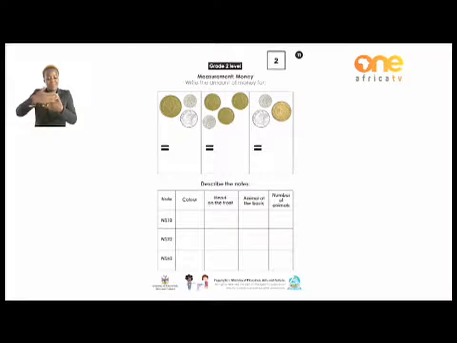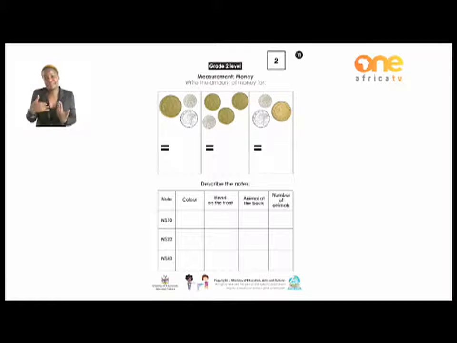The head that appears on the money, as well as at the back of the money, and the number of animals. How many animals do you see on the $10 note? As well as the $20 note also. What color is the $20 note? Whose head is on the $20 note? The animal at the back. You have to name for me the animal at the back, whether it's a zebra, or a kudu, or a chicken, or so on.